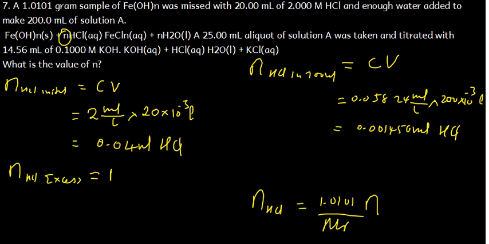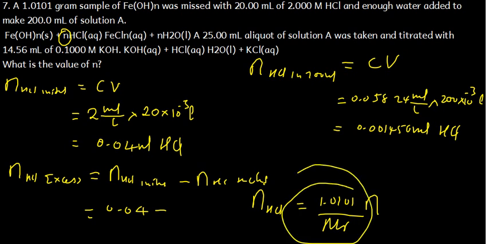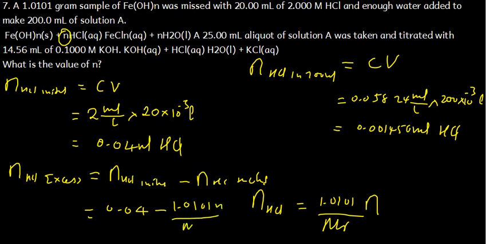reaction. That will be the number of moles of what? Hydrochloric acid initially, minus the number of moles of hydrochloric acid which reacted with what? The iron hydroxide. And the number of moles of hydrochloric acid initially is 0.04. The ones which reacted with the iron hydroxide is these moles which are here, which is 1.0101 N over molar mass. And you know that the excess moles are the ones which came to react in the second reaction. Okay, so they should be equal to 0.001456. So this is true.